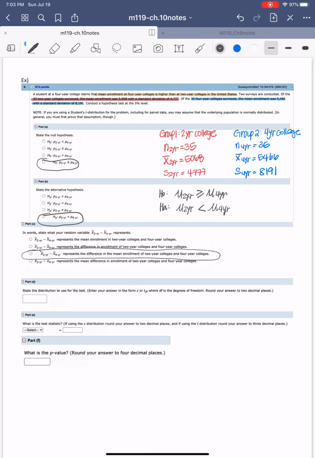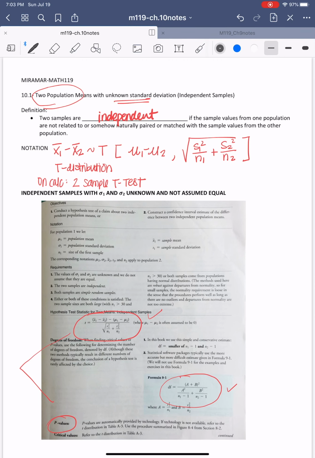Okay. State the distribution. So this will be your t distribution. Why? Because sigma is unknown. T distribution, since sigma is unknown. So for t distribution, we have to calculate the degree of freedom. So let's calculate it. Do not use this formula because it gets messy.